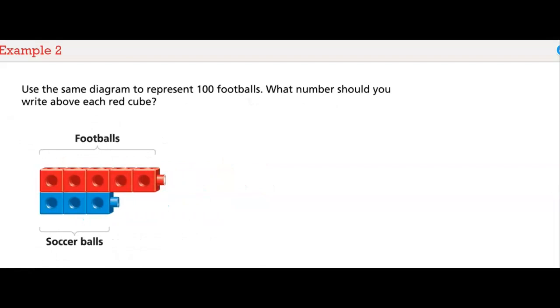Use the same diagram to represent 100 footballs. What number should you write above each red cube?